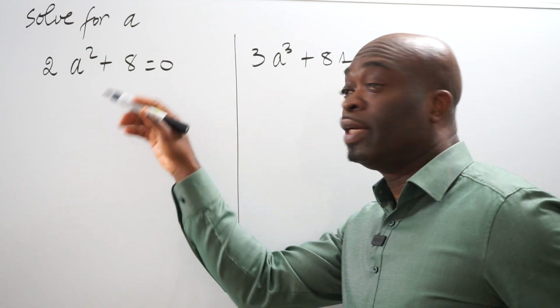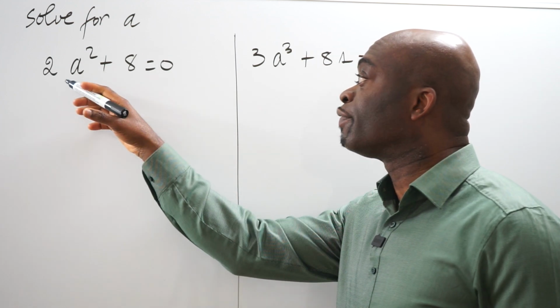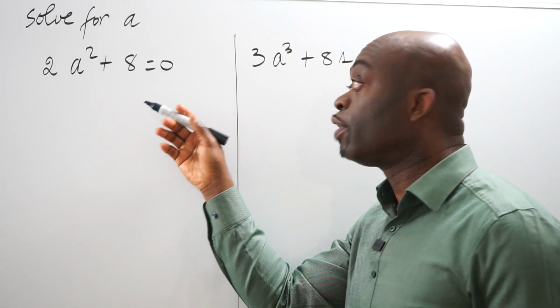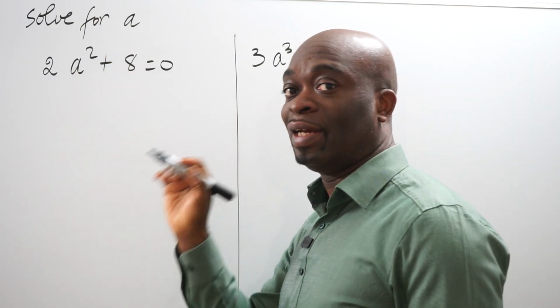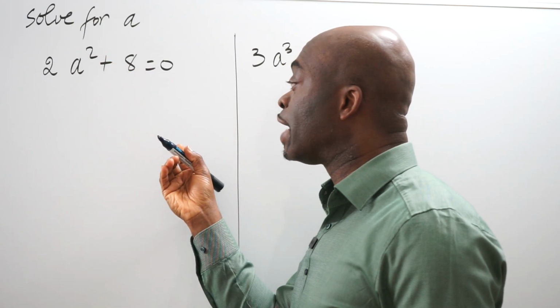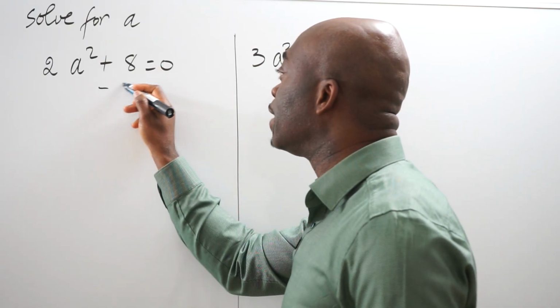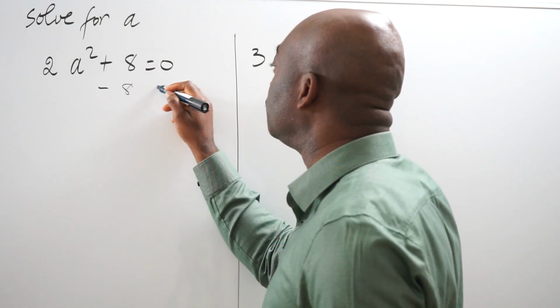Let's solve for a in these two cases here. So we have the first problem, 2a squared plus 8 equals 0. So what are we solving for? A, and not a to the second power. So the first thing we've got to do is get rid of the 8 by subtracting 8 from both sides, as usual.